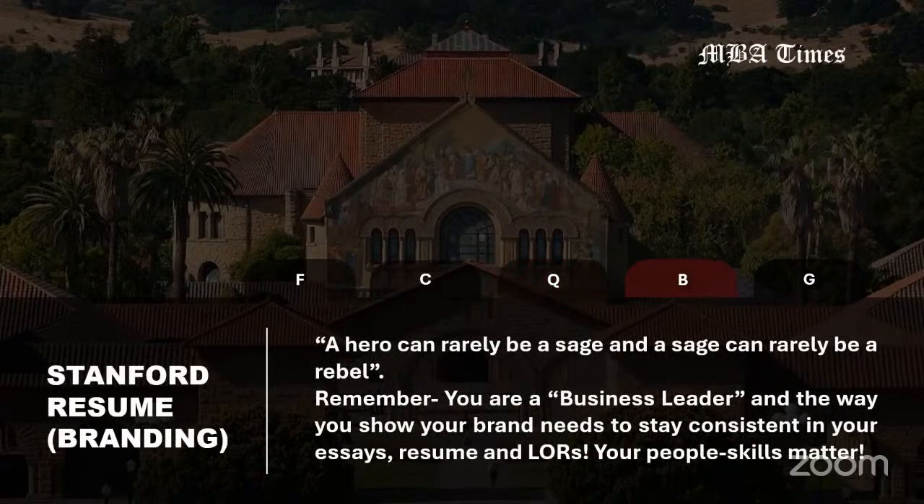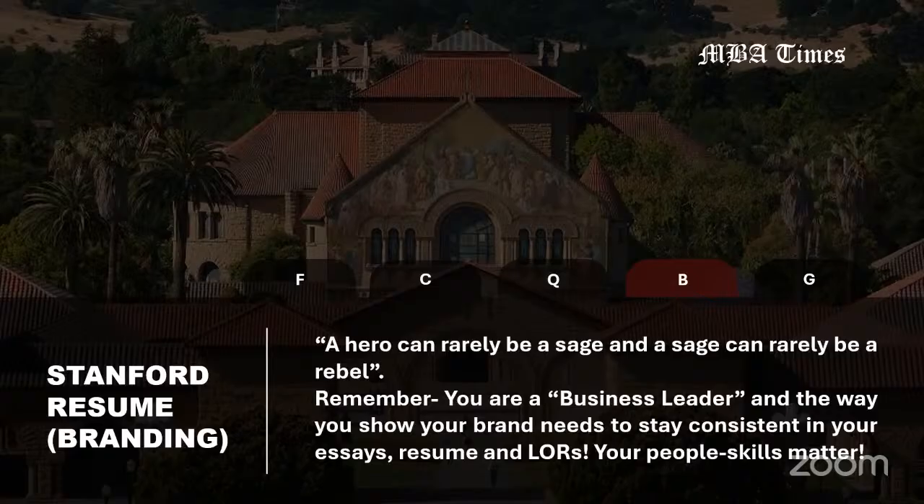B stands for branding. And as I usually say, and it's right there on the page also, a hero can rarely be a sage, and a sage can rarely be a rebel. All three have different personalities. A hero is someone who steps in, takes the responsibility for the people, and solves their problems to rally people behind him. A sage is someone who shares his wisdom and helps people solve problems. People rally behind them because of their intelligence. A rebel is someone that disrupts the status quo by creating something completely different from what used to be, and their rebellious attitude and uniqueness attracts people who rally behind them because they were too frustrated with the status quo. So that's basically the idea that people are following a hero, a sage, and a rebel, but they have different personalities. So your brand needs to stay consistent across essays, resumes, and LOR, and your people skills do matter.